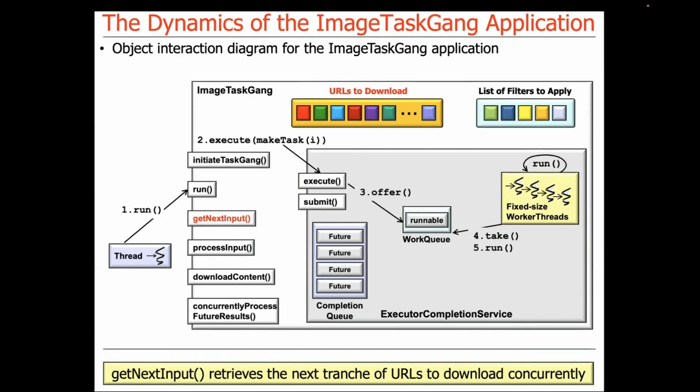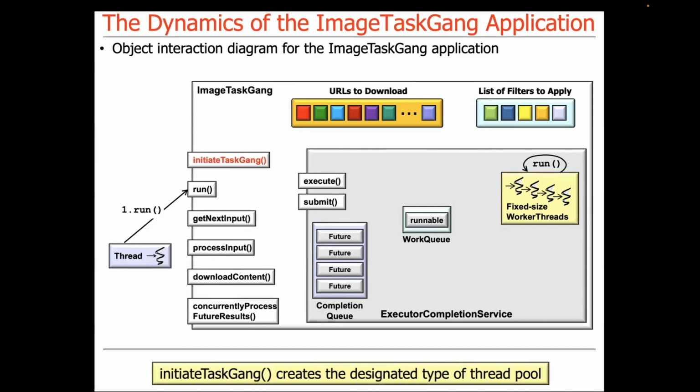There's a getNextInput method that's part of the TaskGang framework that must be customized by subclasses, in this case, ImageTaskGang, and it's used to get the next tranche of URLs to download concurrently. So you can see that getNextInput is going to get the next set of URLs. And we do this as a framework to make it easy to customize and override the behavior for different styles of applications. There are other examples, for instance, that use the TaskGang framework for things other than image processing that you can find in my GitHub repository.